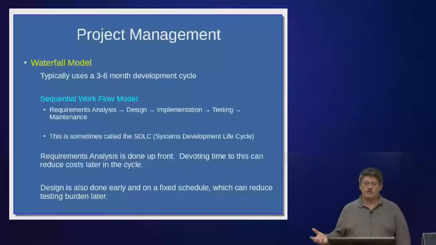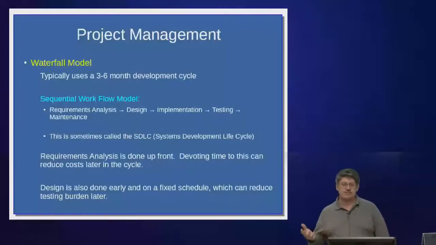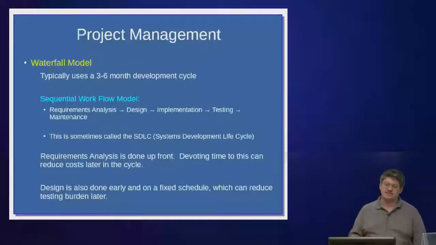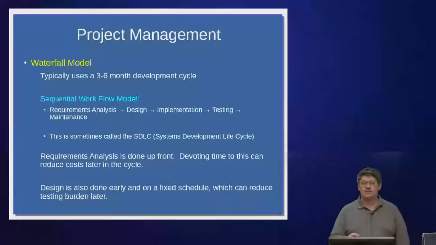There was what we called the waterfall model. It typically took 3 to 6 months to deploy a project. It was a sequential workflow model. The idea was we started with requirements analysis. We asked users, what do you want in the website? And we did detailed interviews to figure out what they wanted. And we wrote those up in a requirements document that said the website will do this, and the website will do this, and the website will do this.